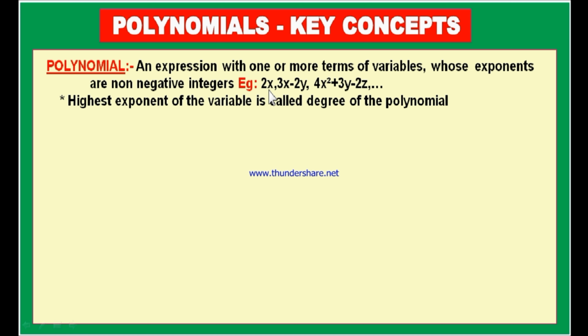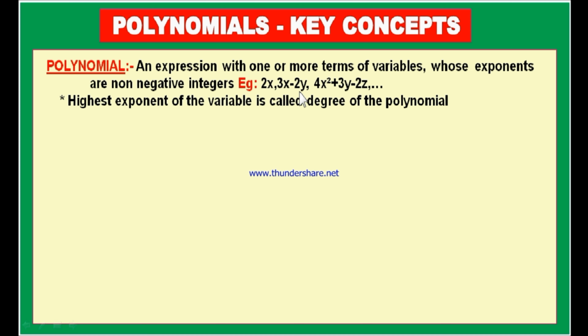Now in the first polynomial there is only one term. What is the exponent of the variable here? The exponent of the variable is 1. Since there is only one term, there is no question of a highest exponent. Therefore 1 is the exponent. Then you can say that the degree of this polynomial is 1.